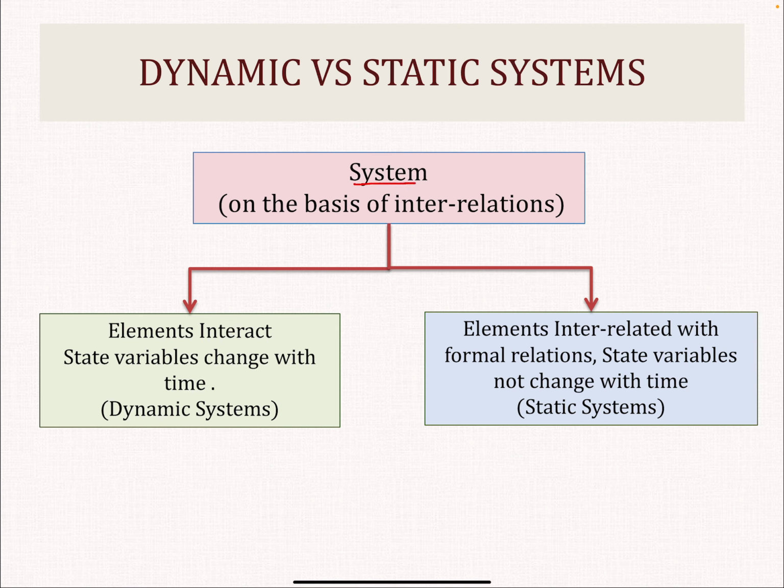So, a system is a set of elements with some interrelations between them. And on the basis of interrelations between the elements, we can divide systems further into two types. In one type elements interact, and in another type elements have formal interrelations between them. In the previous one, state variables change with time, so such systems are known as dynamic systems. And in the other one, where state variables do not change with time, they are known as static systems.